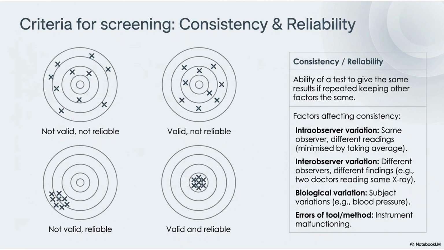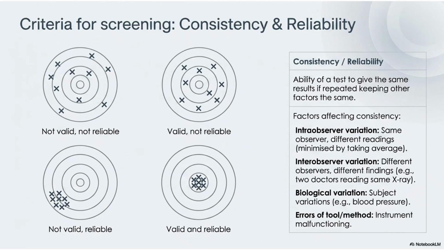The third one is biological variation. Biological variation means the change is in the person only. As in the first example of BP measurement in the morning, afternoon and evening, the observer is measuring correctly, but because of biological variation in the subject or patient, we are getting different results. The fourth one is errors of tool or method. If the method we are using is wrong, or the instrument is not working properly, errors of tool will come. So these are the factors affecting consistency.